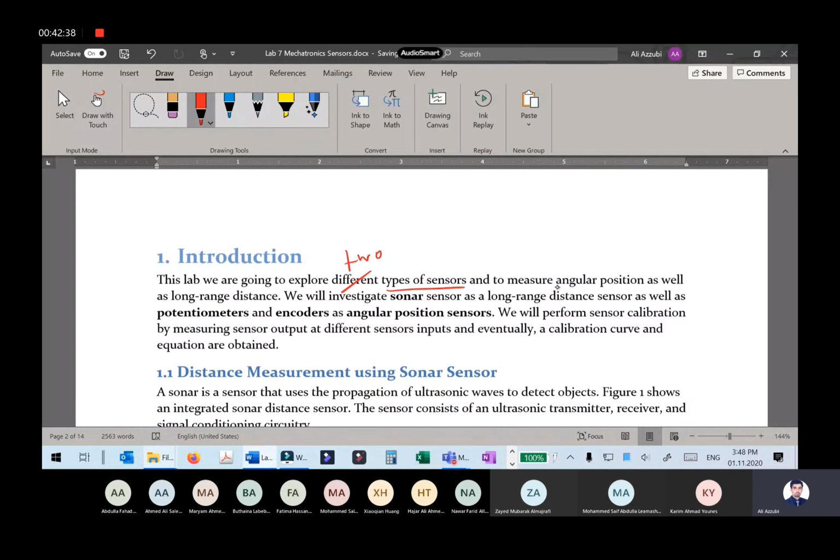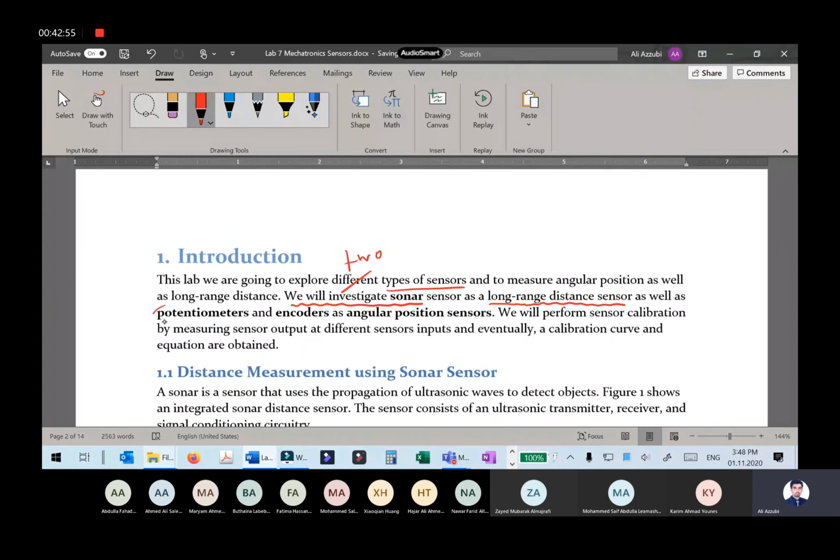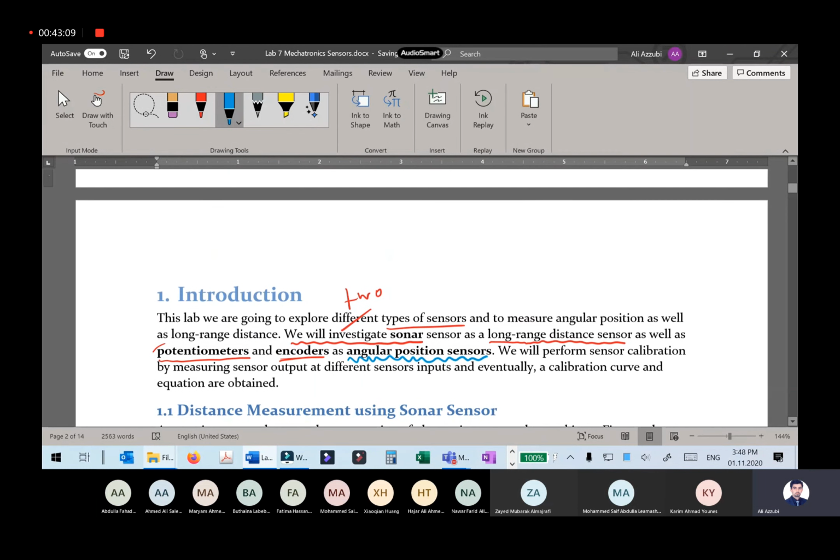We'll measure angular position. Basically, we'll begin with sonar. We'll investigate sonar as a long-range distance sensor, in addition to potentiometers and encoders as angular position sensors. So two types of sensors today. We have a lot of types of sensors, and we have given examples of some of them previously.